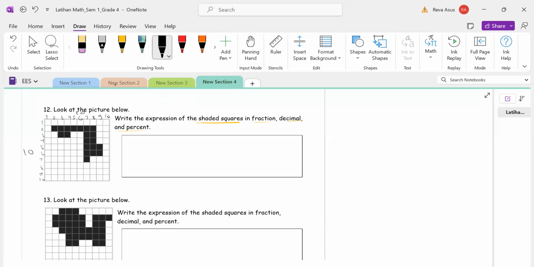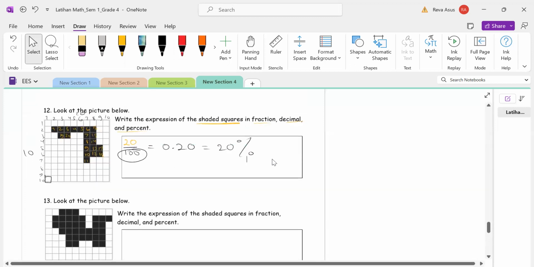It means the total small squares here are 100. So the fraction would be out of 100. Let's take a look at the shaded area. It is 1, 2, 3, 4, 5, 6, 7, 8, 9, 10, 11, 12, 13, 14, 15, 16, 17, 18, 19, 20. So there are 20 out of 100. This is the fraction. What about the decimal? The decimal is 0.20. What about the percent? Every out of 100, we can write it as percent. So 20 out of 100 is the same as 20%.